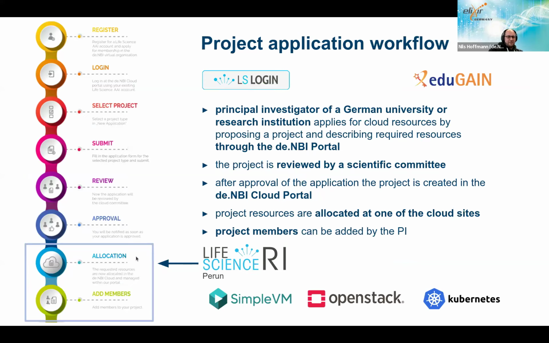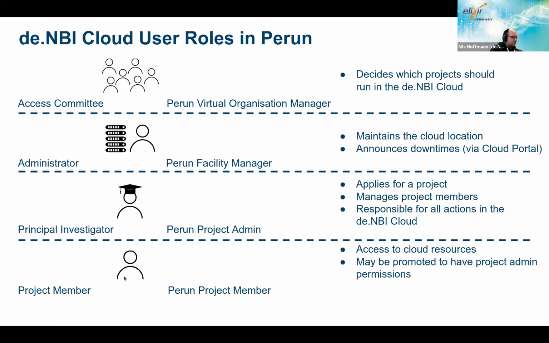Second part here is for the membership management, allocation of the resources, and modification. And just to give you an overview how we map this, so I briefly mentioned this before, how the concepts are related to each other between the de.NBI Cloud on the left-hand side and Perun on the right-hand side. So we have the members of the Cloud Access Committee, which are in Perun equivalent to the virtual organization managers. So virtual organization in this case would be the de.NBI virtual organization that contains all of the groups that are running at the different facilities, for example.